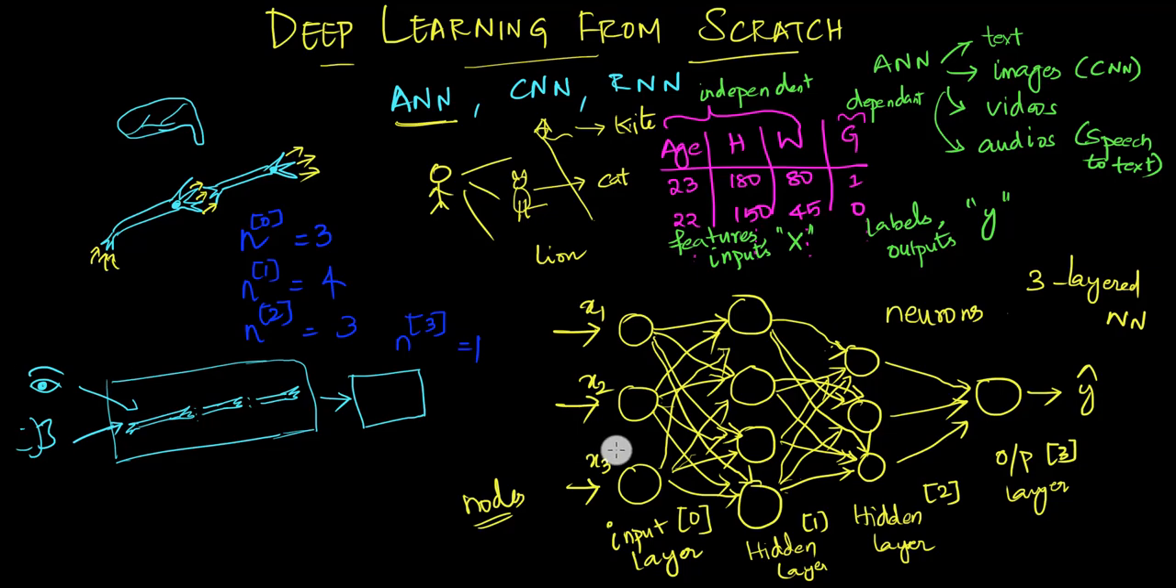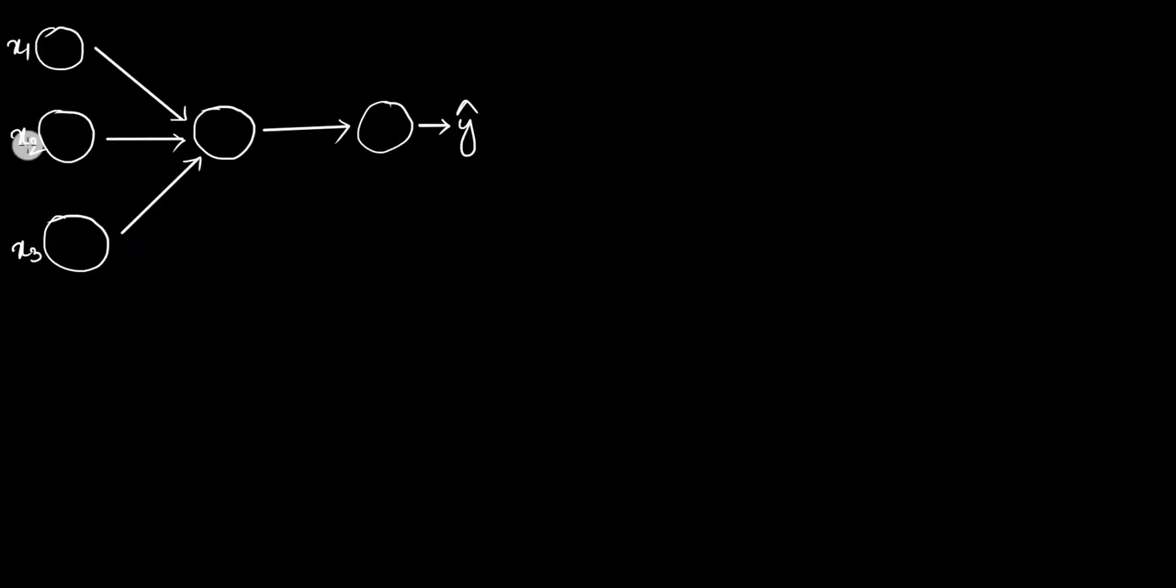Hello all, welcome to part 2 of Deep Learning from Scratch, and in this video we'll concentrate on one single neuron. So let me quickly go through the new slide. As you see, there is only one neuron here and there are these three inputs. x1, x2 and x3 are the inputs that go through the hidden layer, which has only one neuron, and it comes out, and this is the output layer which predicts y hat.